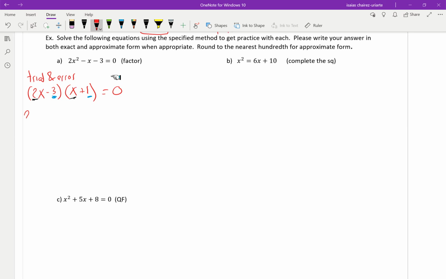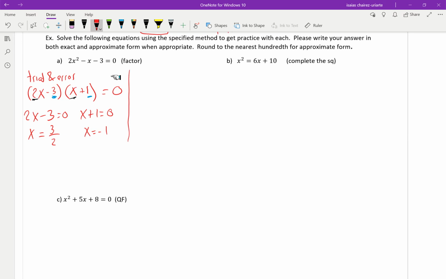So now I can say that 2x minus 3 equals 0, and x plus 1 equals 0. And then if I solve each one of these, this one should say x equals 3 halves, and this should say x equals negative 1. Yeah? So that's one way to solve this. I factor this.